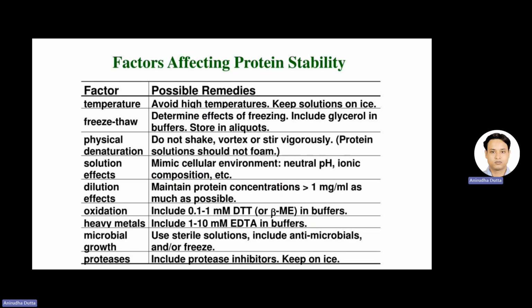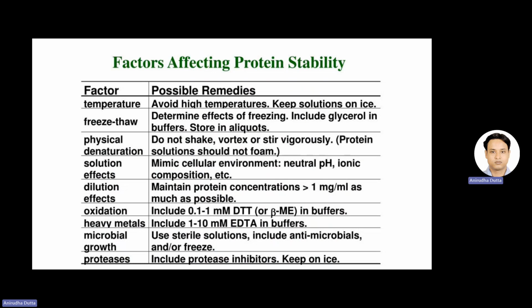Okay, other than all these things, the oxidizing environment. Inside the cell it's kind of reducing. So when we bring the protein out of the cell, in our air environment we have oxygen, so it might oxidize the protein. And once the protein gets oxidized, what happens? One of the most stable bonds, the disulfide bond, will get broken down. So that would destabilize the protein structure.